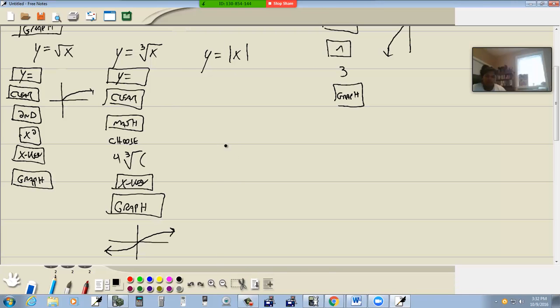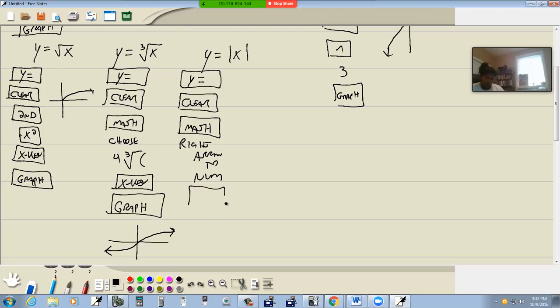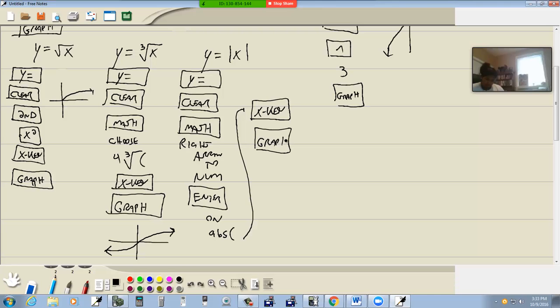Now our absolute value. So press my Y equals, press my clear, I go into the math button, and then I want to right arrow to num, and I want to do an enter on ABS, and then I'll do my X key, and I'll do my graph. And that gives us our V-shaped graph.